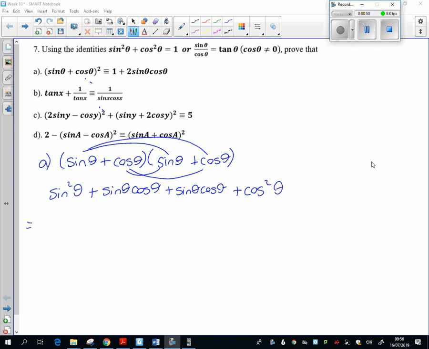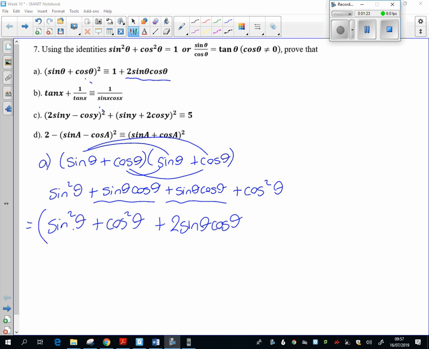So I can see where this is going. Just to be really clear in my proof, I'm going to rearrange it slightly. I'm going to write the sine squared theta and the cos squared theta next to each other. And then I've got plus sine theta cos theta plus another sine theta cos theta. So this is looking hopeful because I wanted 2 sine theta cos theta in my final answer.